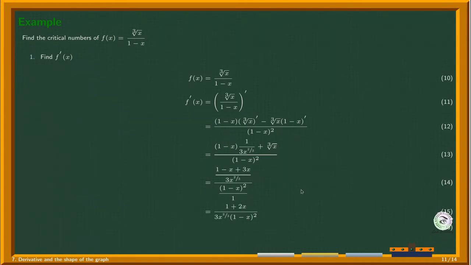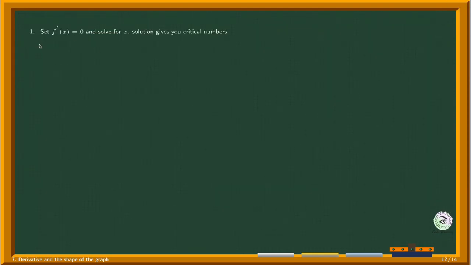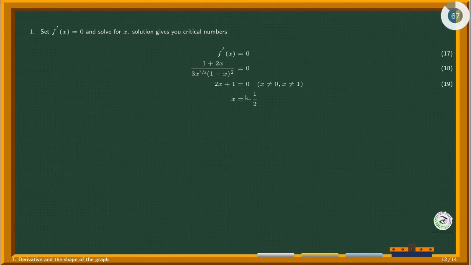Now we have to find the critical numbers. First, look for the critical numbers that make the derivative 0. For that we set the derivative to 0 and solve the equation for x. When I cross multiply, the times 0 becomes 0, so I can simply set the numerator to 0, with the condition that x cannot be 0 and x cannot be 1, because those values make the denominator 0. Then I take this to the other side and divide by 2, so I get x equals minus 1/2. At x equals minus 1/2 the function is defined, because the derivative is defined there, so the function is definitely defined too. So x equals negative 1/2 is a critical number.